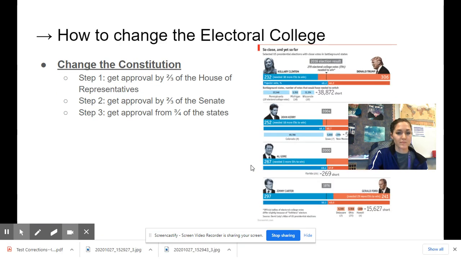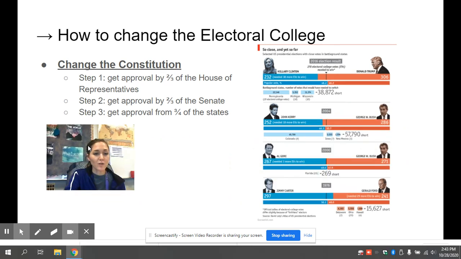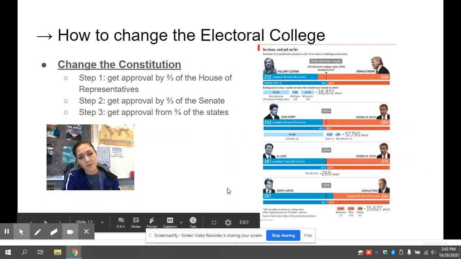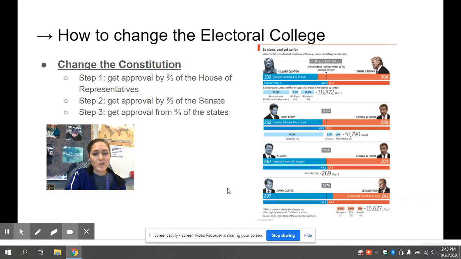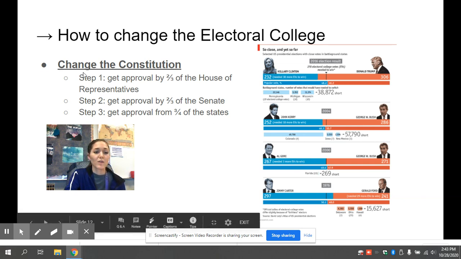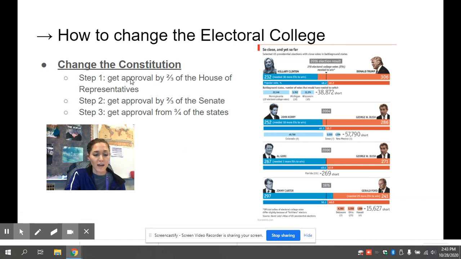All right, so how do you change the Electoral College? Let's say after doing your research, you're like, oh, we should change it and get rid of it. In order to do this, you'd have to change the Constitution, and that's a really hard thing to do. First, you have to get approval by 2/3 of the House, then you have to get approval by 2/3 of the Senate, and then you have to get approval from 3/4 of the states. Well, that's a lot of different steps and a lot of hoops to jump through, and those hoops aren't even very easy to jump through.